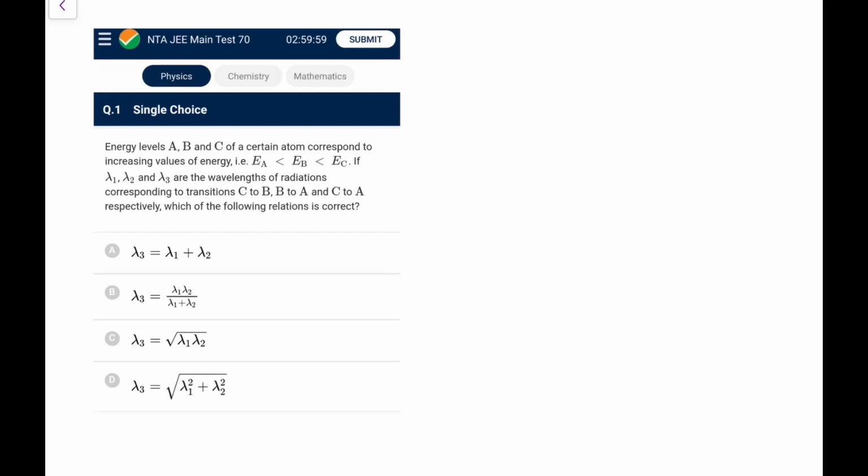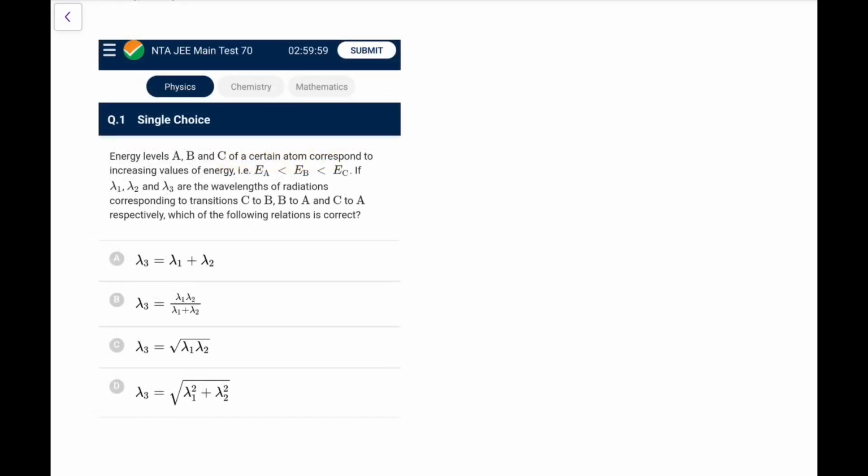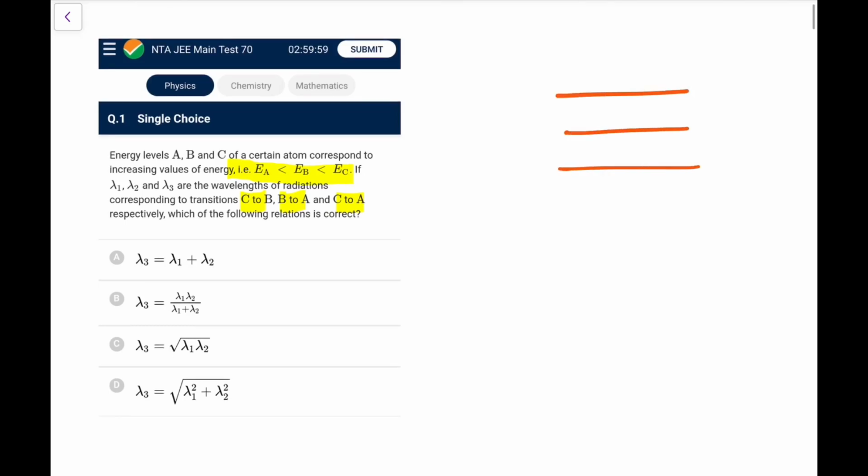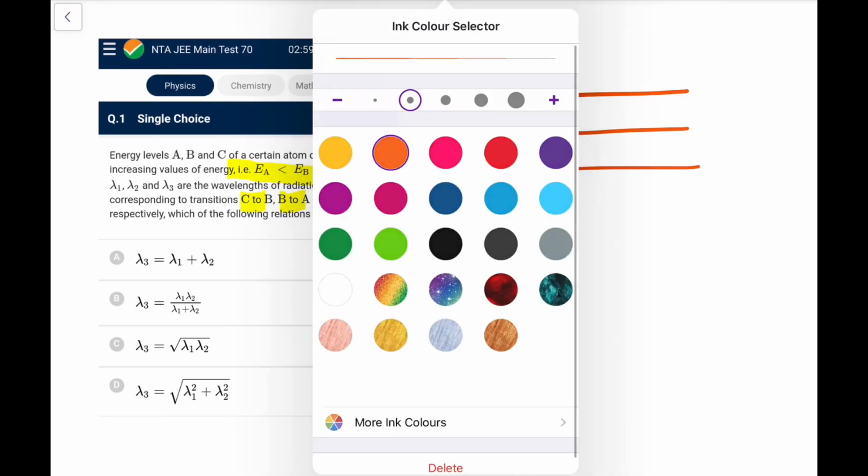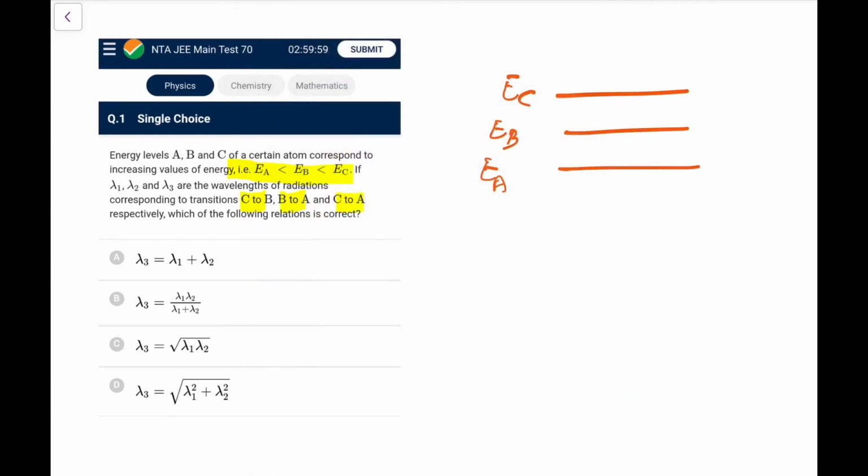Energy levels A, B, C of a certain atom correspond to increasing values of energy. Okay, EC greater than EB greater than EA. If lambda 1, lambda 2, lambda 3 be the wavelengths of transition corresponding to C to B, B to A and C to A. Okay, so let me have it like this: this is EC, this is EB and this is EA. So lambda 1 corresponds to C to B, and B to A is lambda 2, and C to A is lambda 3.